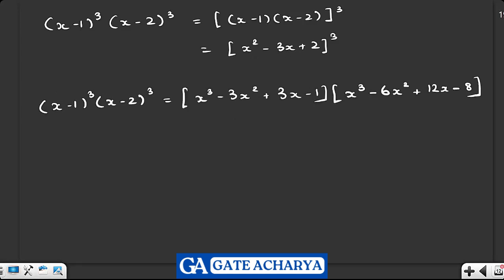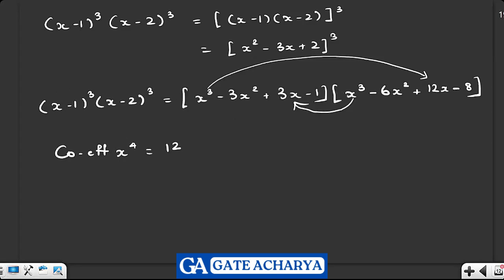Once you get this, I'm not going to multiply the entire thing. I'm only interested in finding the coefficient of x raised to 4. How to do that? If I multiply this x cube with this x term, I will get one coefficient. The coefficients are 1 and plus 12, so 1 multiplied by 12 gives 12. That's one way of getting x raised to 4. What's another way? If this x cube is multiplied with this x, the coefficients are 1 and 3, so 1 multiplied by 3 gives 3.